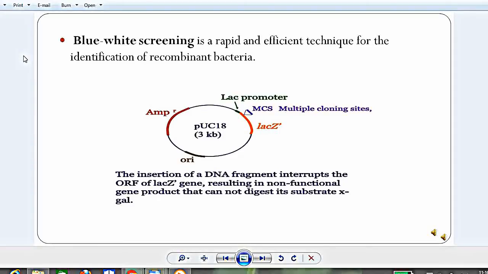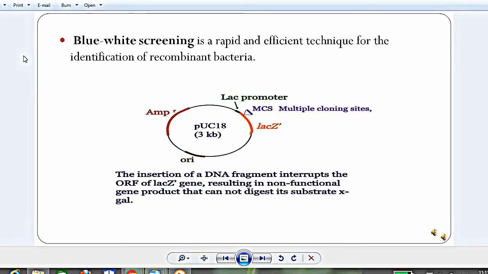Hello friends, today we will discuss blue-white screening, a method widely used in recombinant DNA technology for the identification of recombinant bacteria. So what do we mean by recombinant bacteria? Recombinant bacteria are bacteria which are carrying our gene of interest. Basically, they contain a foreign plasmid which contains our gene of interest to express our desired protein, which is widely used for industrial purposes and many other purposes.